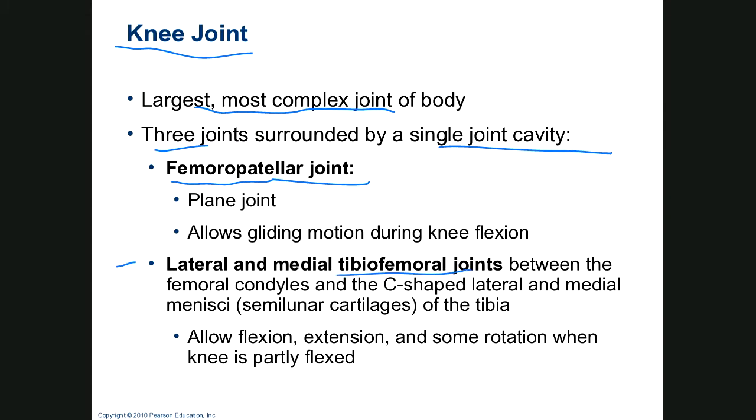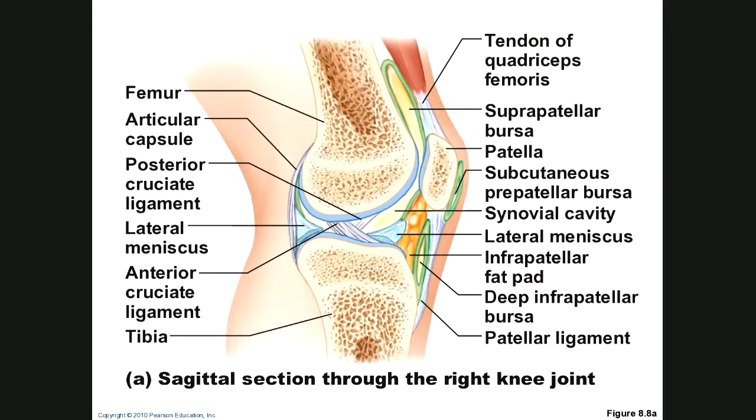These are between the femoral condyles and the menisci, lateral and medial menisci. And these are cartilages of the tibia. You get flexion, extension, and a bit of rotation when the knee is partly flexed. Now here is a knee joint. You've got a lot of different things involved here. You can see your cruciate ligaments here, anterior, posterior.